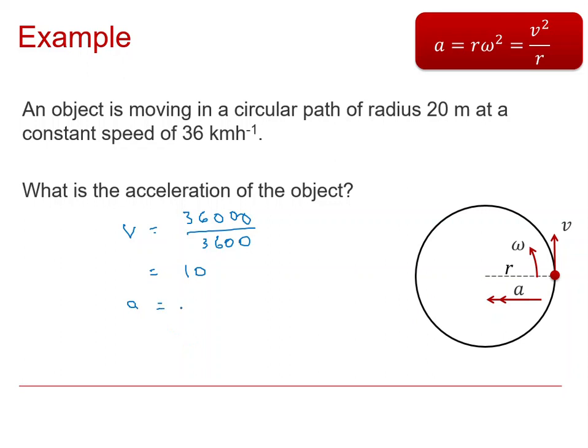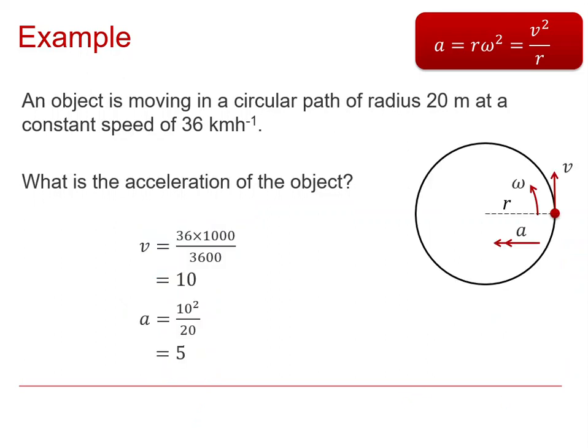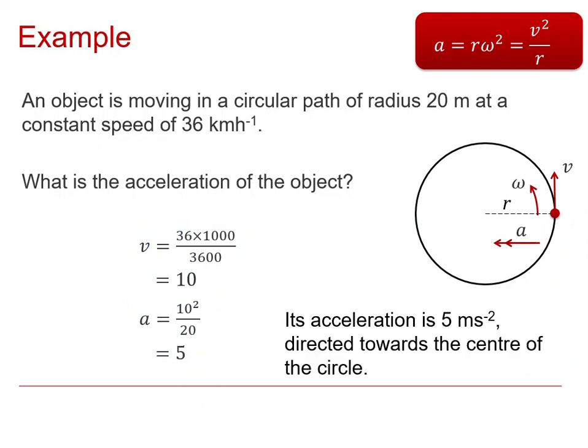So if v is 10, what can we say about a? a is given by the formula v squared over r. So we're going to have 100 for v squared divided by 20, which is the radius value r. So that gives 5. Hence we can say that the acceleration is 5 meters per second squared. So there's the calculation repeated, perhaps a little more clearly, and there's the conclusion in context. The acceleration is 5 meters per second squared, and note we must specify that it's directed towards the centre of the circle.